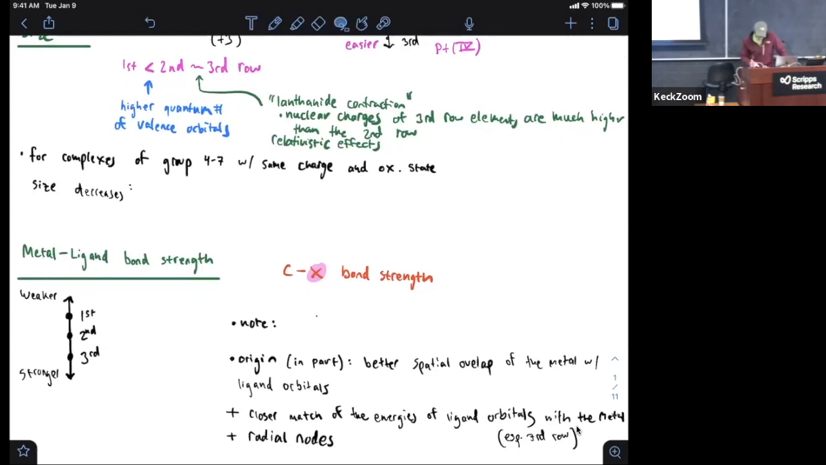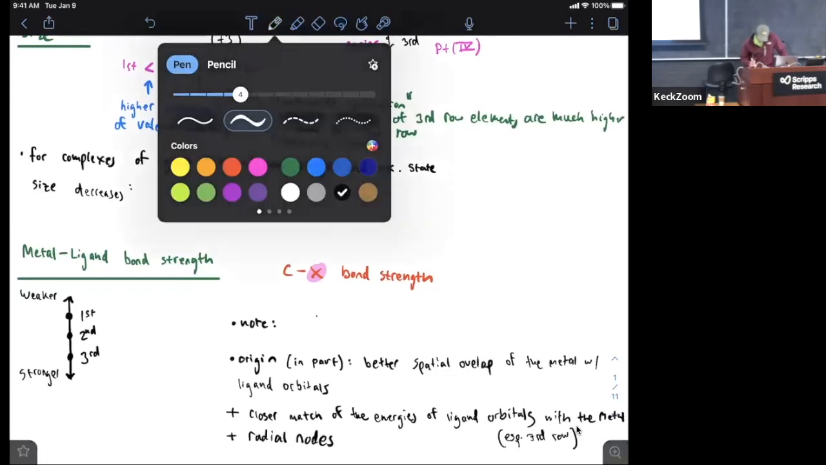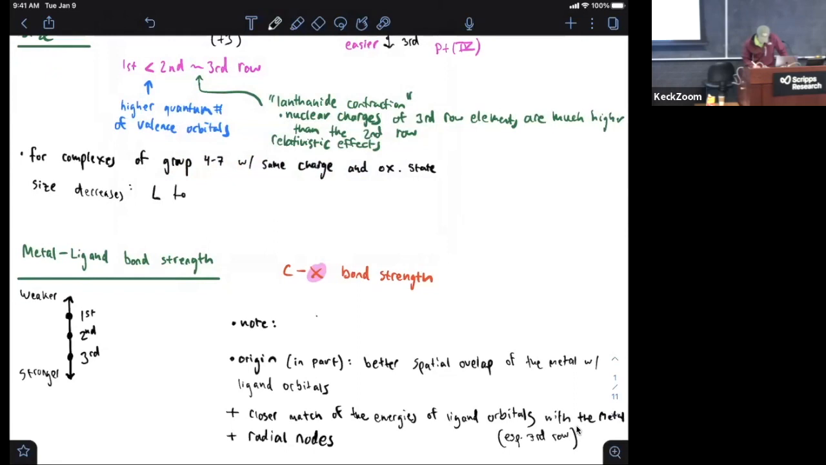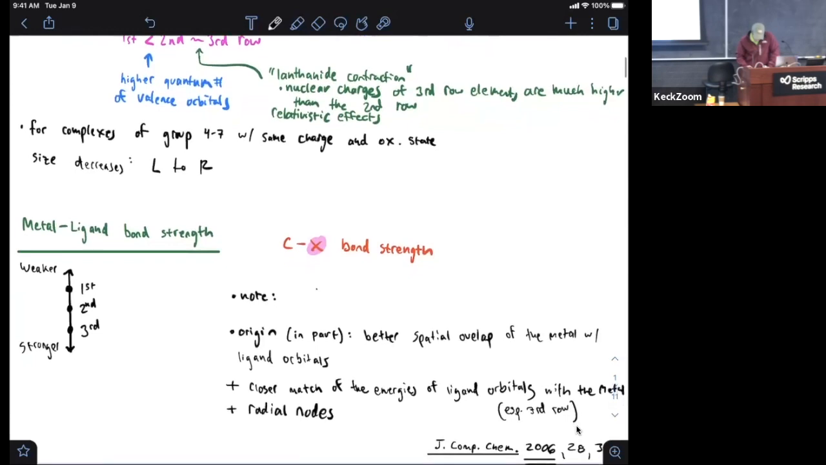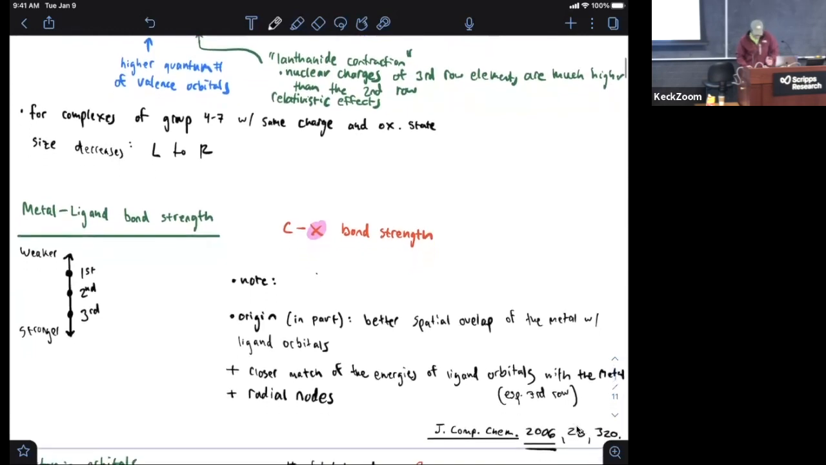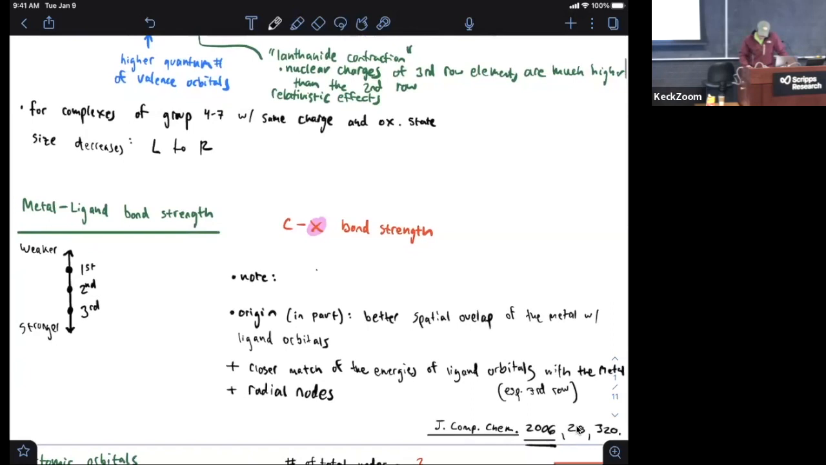Okay, so let's consider another periodic trend here as it pertains to size. For complexes of group 4 to 7 with the same charge and oxidation state, size will decrease as you go left to right on the periodic table. So you have to add several caveats. Again, you're comparing within a similar group and at the same oxidation state, but then you can say that size decreases left to right, and that's just a direct consequence of having higher nuclear charge.